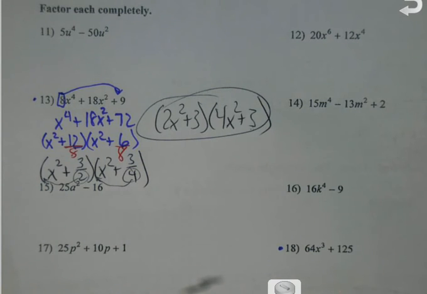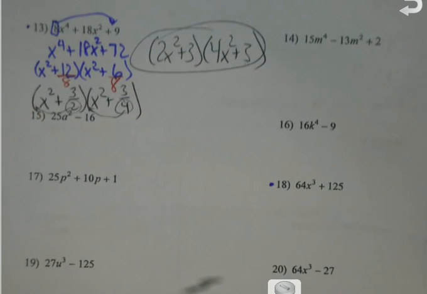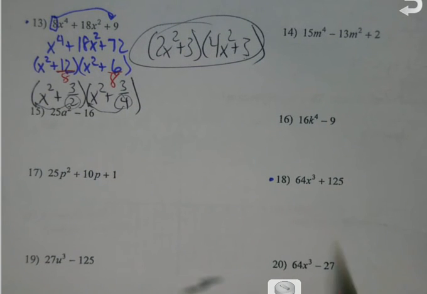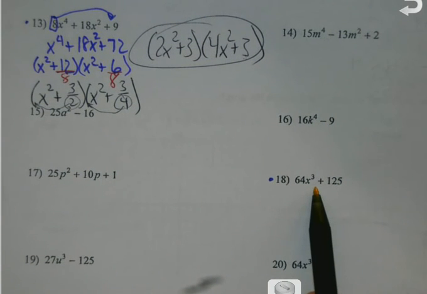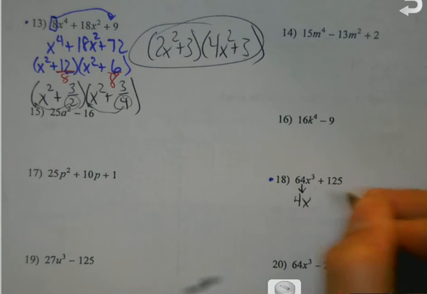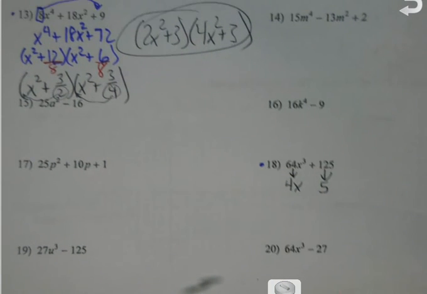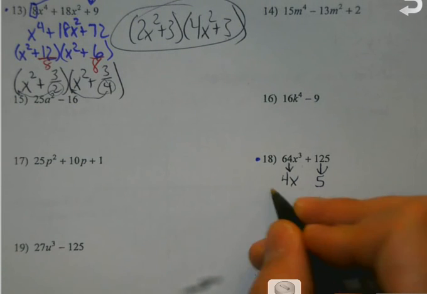So those are the type of things I've got to go back and look at in our other nemesis from the last quiz. Sum or difference of cubes. Nothing in common, but these are both perfect cubes. I've got to know my cubes. And I also have to know the pattern here.